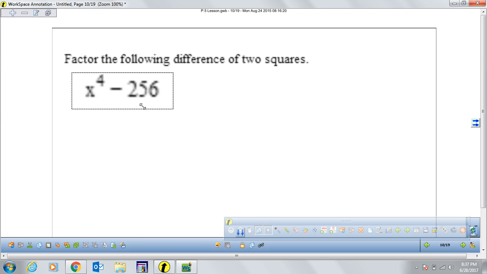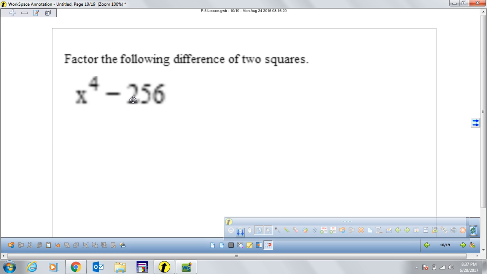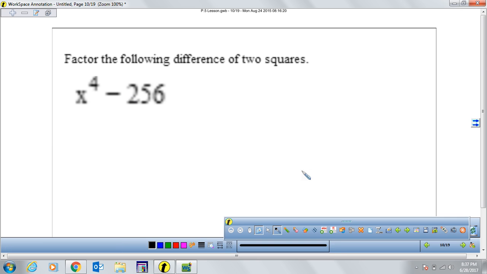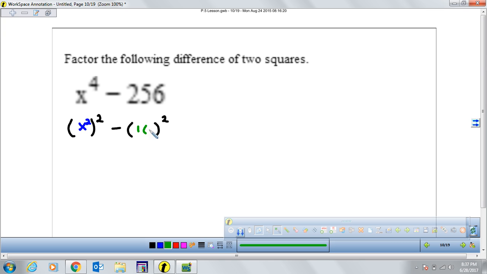Okay? So, first thing we gotta do is we need to find out something that when squared gives me x to the 4th power. And we also need to find out something that when squared gives me 256. In this case, if I square an x squared, it's going to give me x to the 4. Keep in mind that this is one of the rules of exponents. When I raise a power to a power, the powers multiply. So that's going to give me my x to the 4. Likewise, we need to find out right here something that when squared gives me 256. And 16 times 16 is going to be 256, so that would be 16 squared.